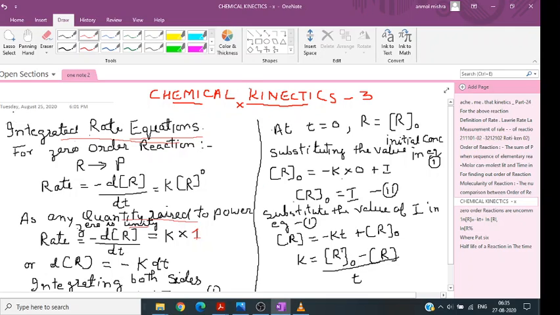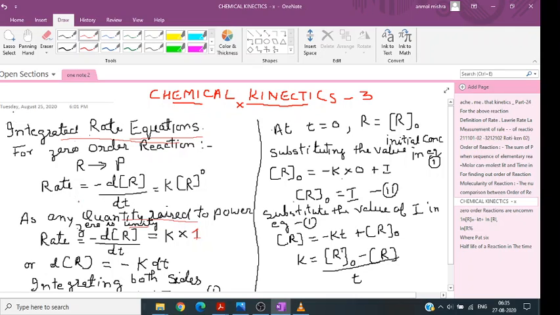In today's session, that is of chapter Chemical Kinetics Part 3, we will study how to find the rate law expression of zero order and first order reactions. First, the integrated rate equation for zero order reaction.